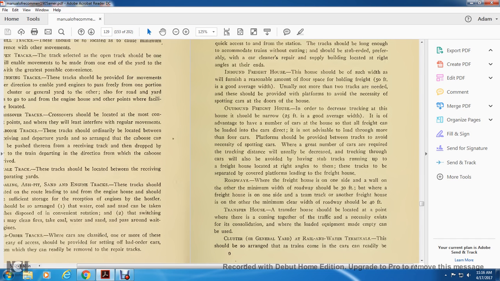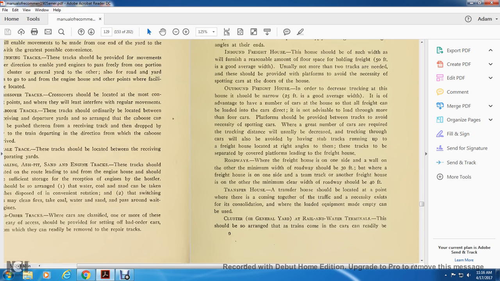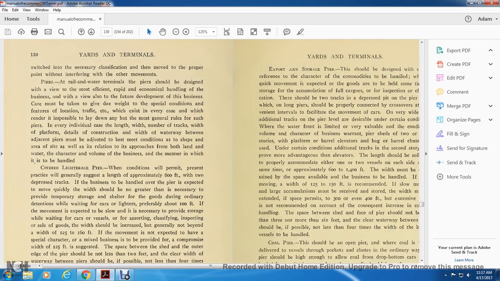Transfer house. The transfer house should be located at the point where there is a coming together of the traffic, where the necessity exists for consolidation of loaded or empty equipment, used in general yards of rail and water terminals. This should be arranged so the trains come in, cars can be readily switched and classified, and moved to the proper point without interfering with other movements.